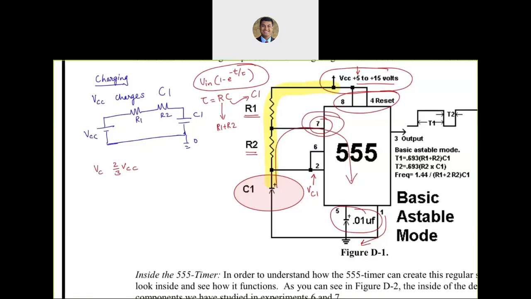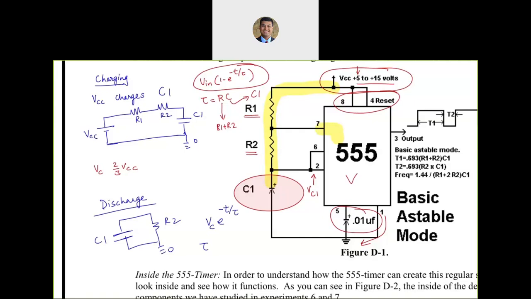Let's see. Discharge. Will it discharge through both resistors? No. If pin 7 is connected to ground, then the circuit is very simple here. You have C1, then just R2, and they are connected to ground. So in this case, it will be Vc e to the negative t over tau, where tau here is R2 times C1. So the time constant for the charging cycle is R1 plus R2 times C1. However, for the discharge, it discharges only through R2, so tau is R2 times C1.